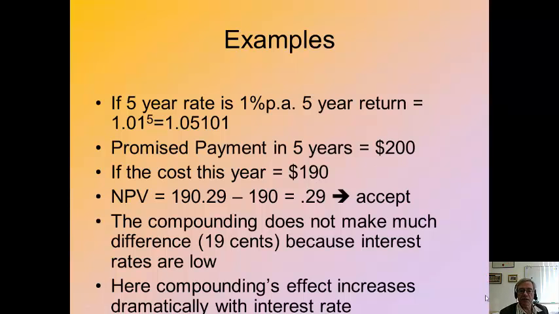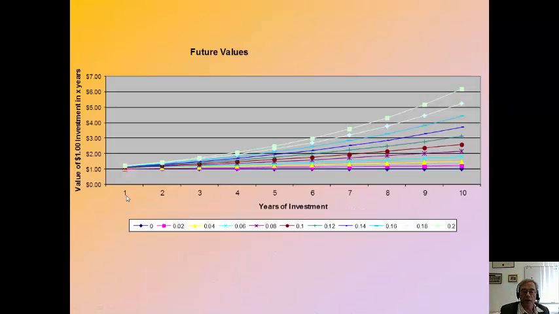You'll note that the difference between compounding 1% per year for 5 years to get 5.101% is not much different from simply adding 1% across 5 years to get 5%. The reason why is that compounding for low interest rates does not make much difference. But compounding's effect dramatically increases with the interest rate and with the years of investment.